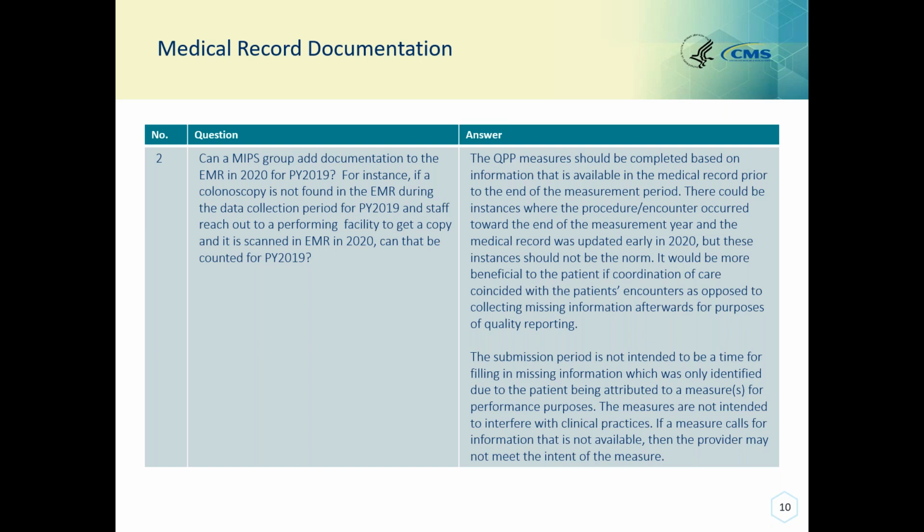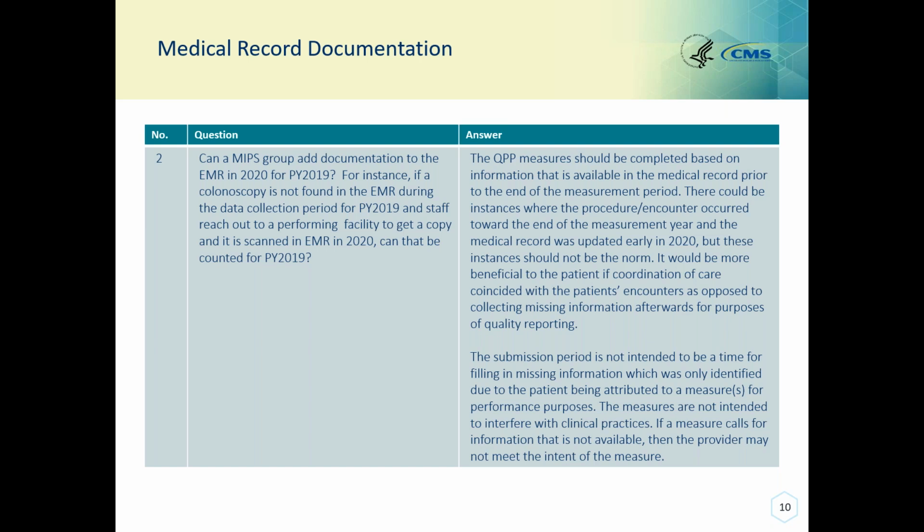The QPP measures should be completed based on information that is available in the medical record prior to the end of the measurement period. There could be instances where the procedure encounter occurred towards the end of the measurement year and the medical record was updated early in 2020, but these instances should not be the norm. It would be more beneficial to the patient if coordination of care coincided with the patient's encounters as opposed to collecting missing information afterwards for the purpose of quality reporting.